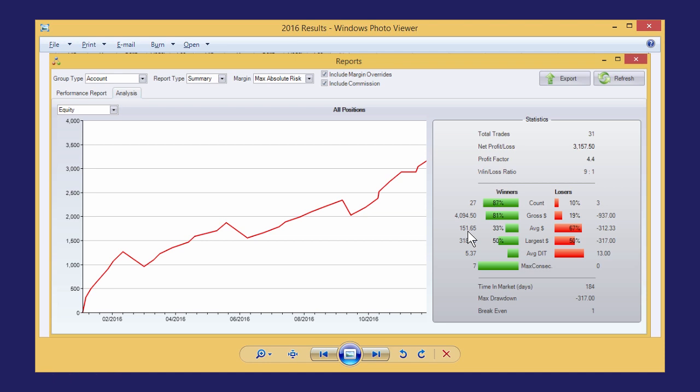If you were trading 10 contracts, it's $1,500 a trade. The average loser is about $300. So the whole idea of one bad trade wiping out a bunch of winners, as you can see, that's not exactly what's happening here.